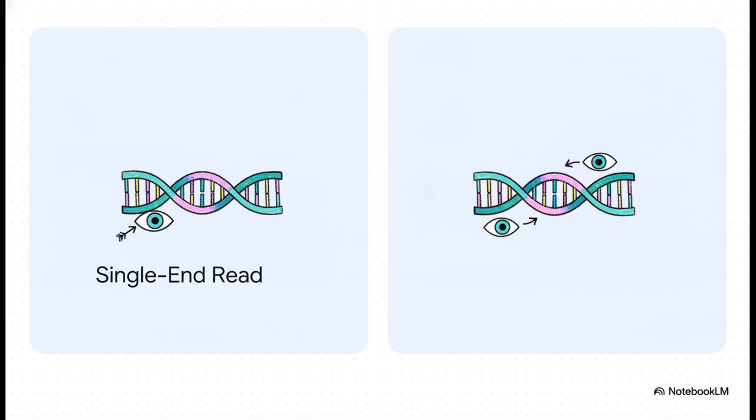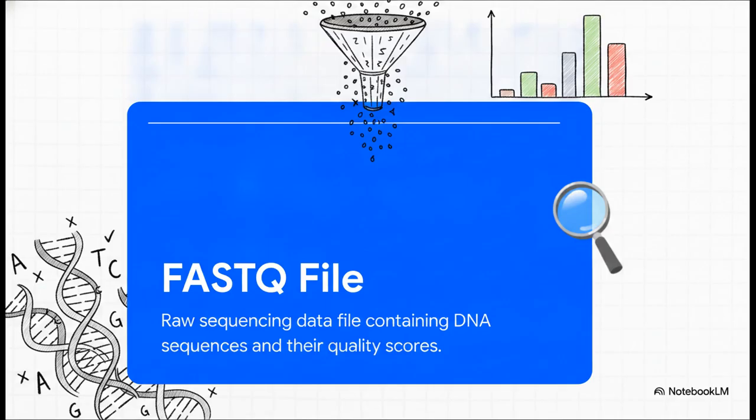Paired-end sequencing is the most common method used in Illumina sequencing because, frankly, it provides a much higher degree of accuracy. And obviously, when a patient's health is on the line, that accuracy is exactly what we need. All those millions of reads get dumped directly into our first major file, the FASTQ file. And these things can easily be dozens of gigabytes in size. Think of it as the raw, completely unfiltered output straight from the machine.